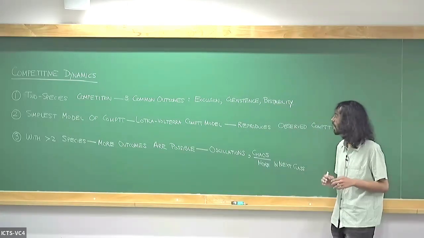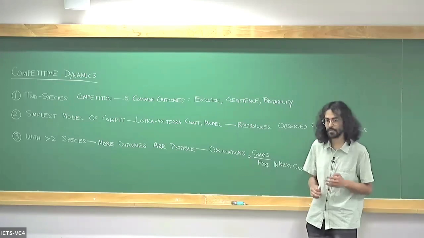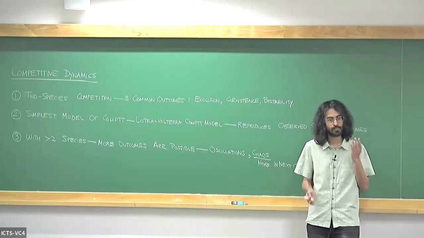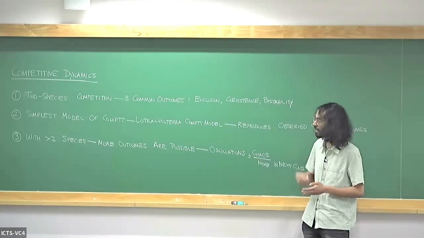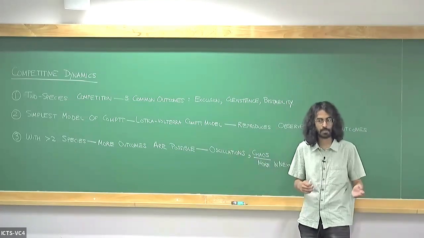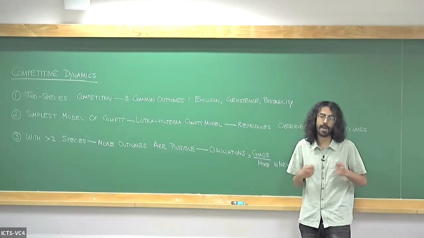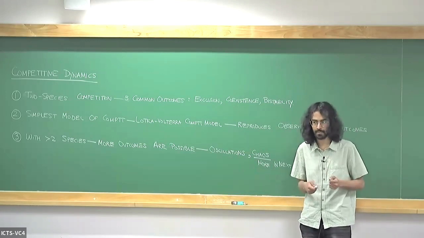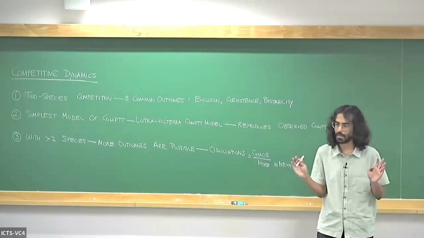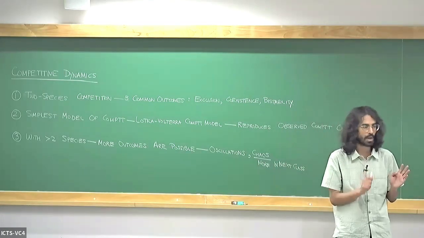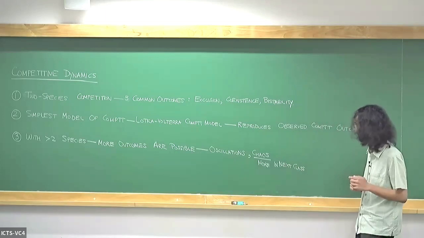And then finally, what can happen is you can observe bistability where, again, eventually the outcome is that either one or the other species wins, but which species wins depends on how you initially set things up. Whereas in this exclusion outcome, no matter how you set up the initial conditions, it's only one of the two species that's going to win.